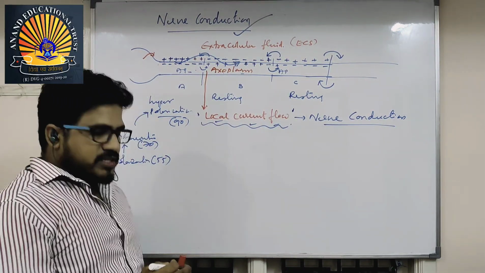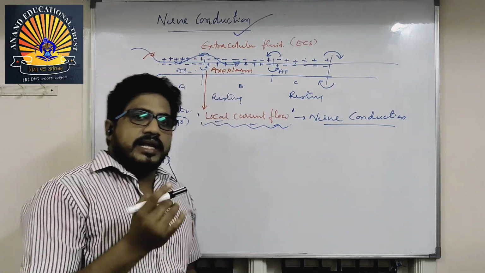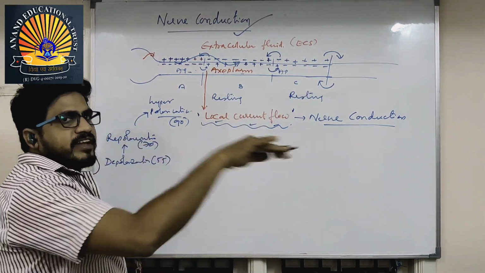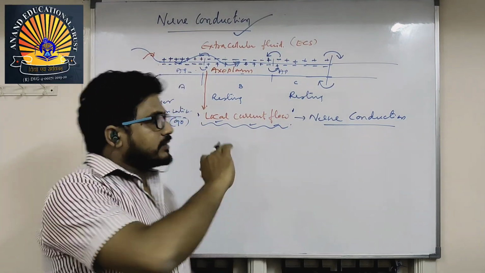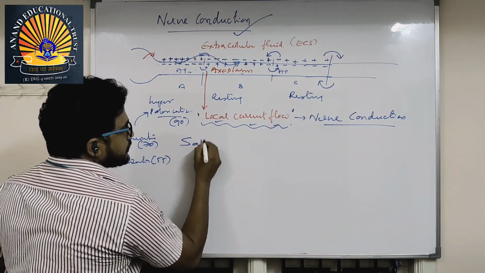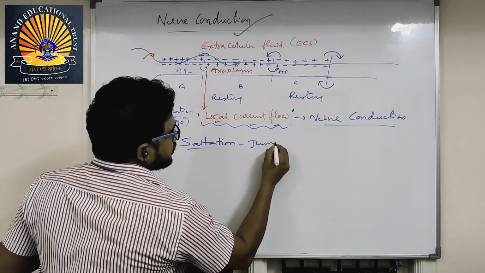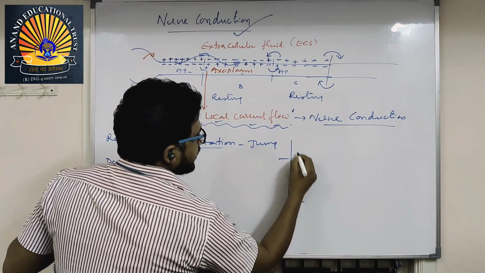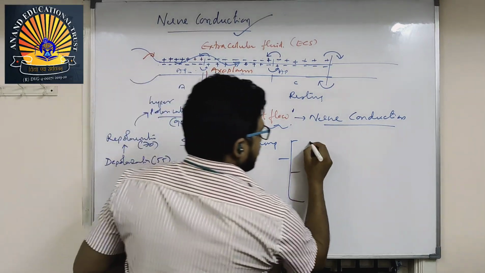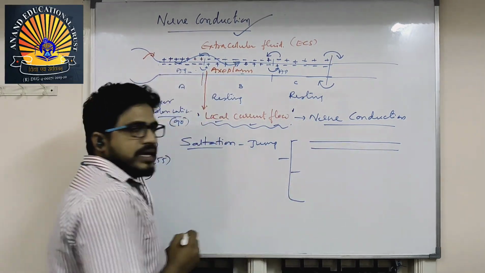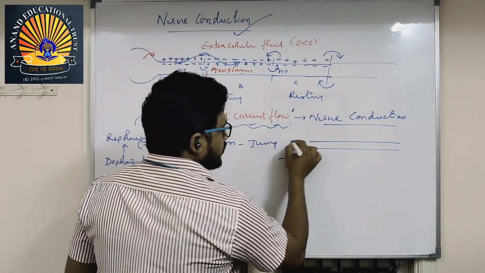Don't think that nerve conduction takes place only inside. I said along the axon membrane. Outside also it is going, inside also going. It is a wave, so they are also called saltations. Saltation means jump. It will be three types. Suppose this is one axon, in case 1, it doesn't have any myelin sheath. This is case 1.